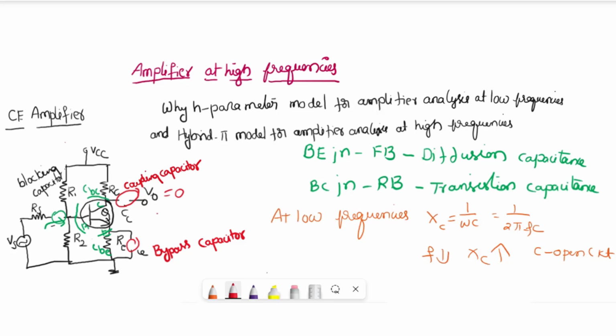That negative feedback decreases the gain again. So what is the effect? Totally, the blocking capacitor, bypass capacitor, and coupling capacitors are affecting the output voltage. Now let me explain about the junction capacitors.